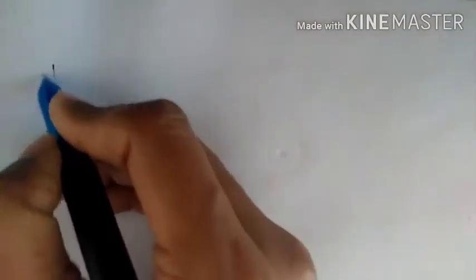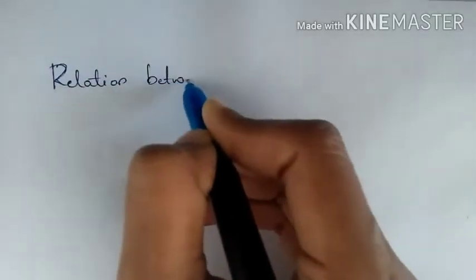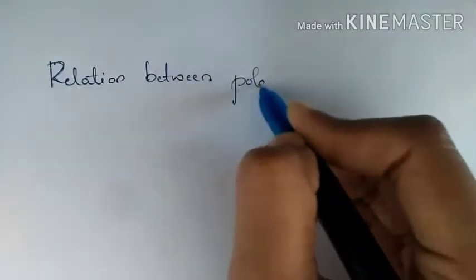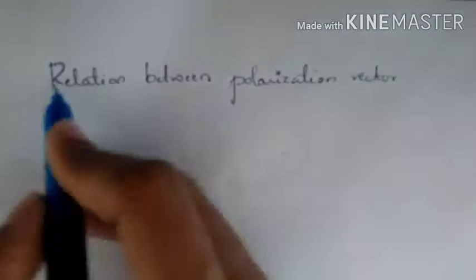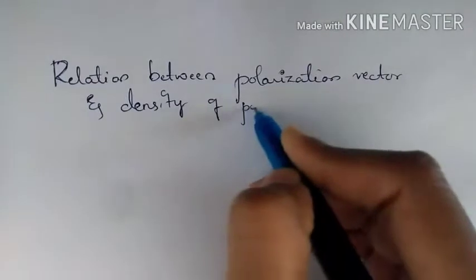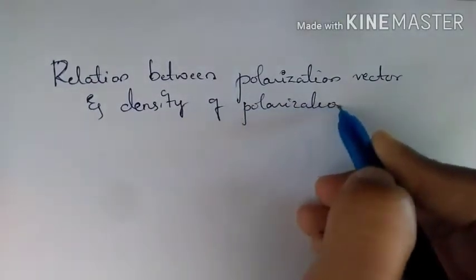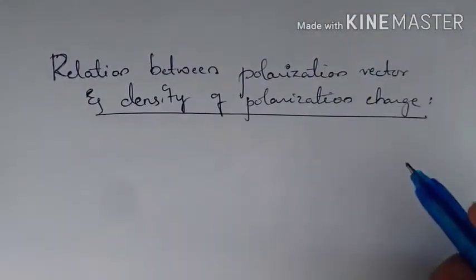In our last class, we understood what are dielectrics and what are polar and non-polar molecules. So here in this class, we will learn first the relation between polarization vector and density of polarization charge. So this is again a new topic.